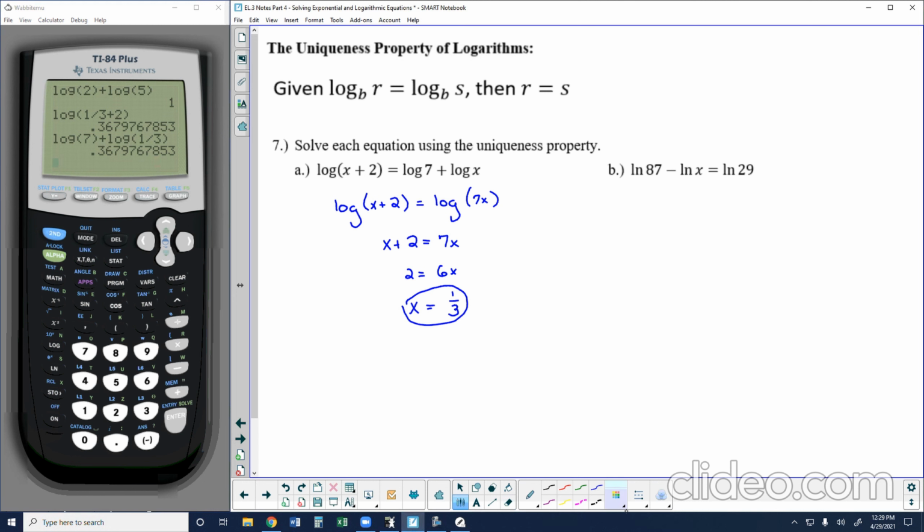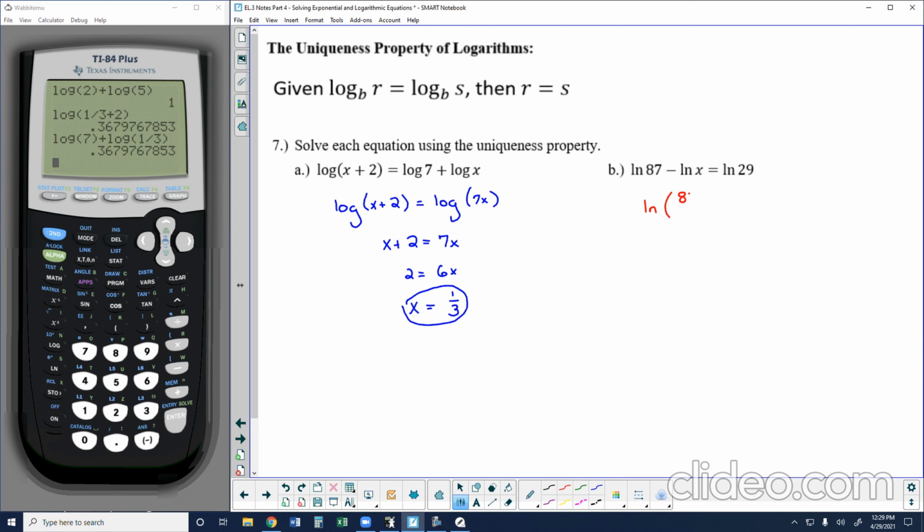Hopefully you were able to find the solution for B. In B, we see the natural log. All of these are a natural logarithm, so they all have a common base. So if I can get a natural log on each side of the equation, then I can use the uniqueness property to solve. So in B, I can combine my logarithms on the left using the quotient property.